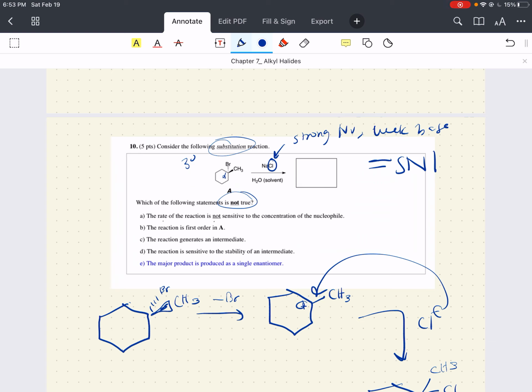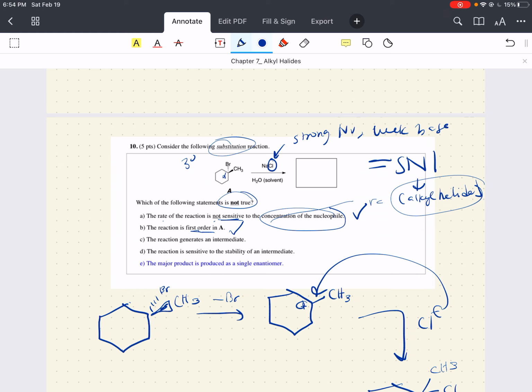The rate of the reaction is not sensitive to the concentration of nucleophile. This is true. For SN1, the rate only depends on the concentration of the alkyl halide. So this is a true statement. It doesn't matter what the concentration of the nucleophile is. The reaction is first order in A. This is correct, right? Because remember, our rate equation only depends on one thing.